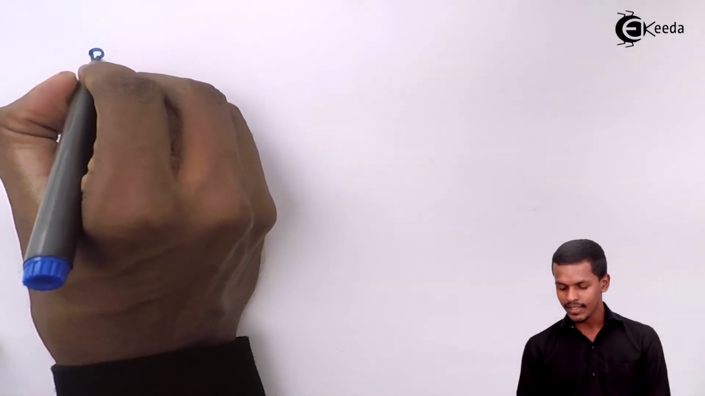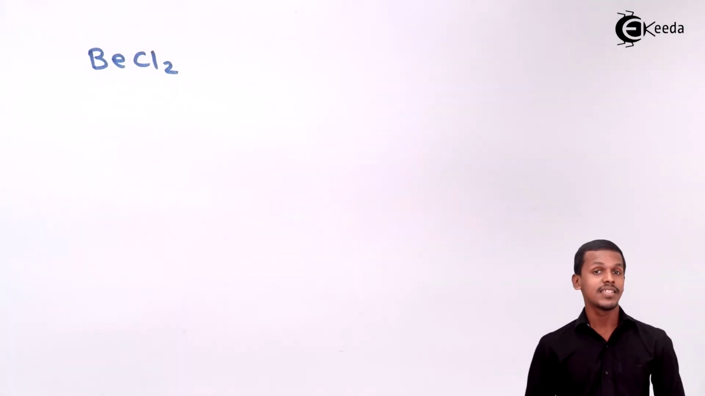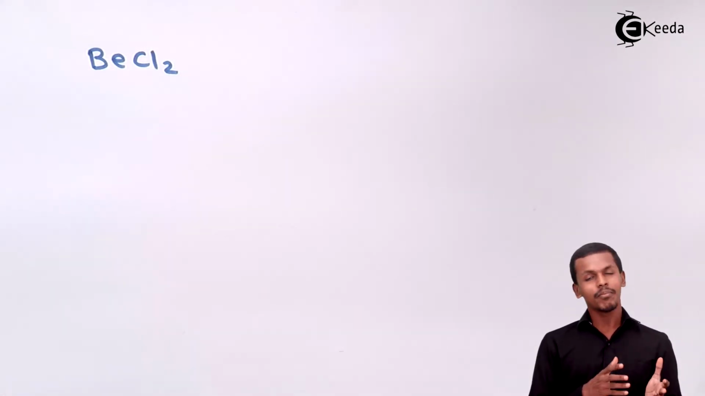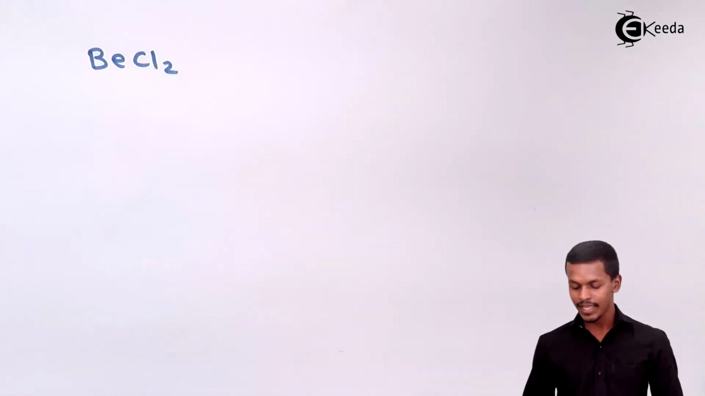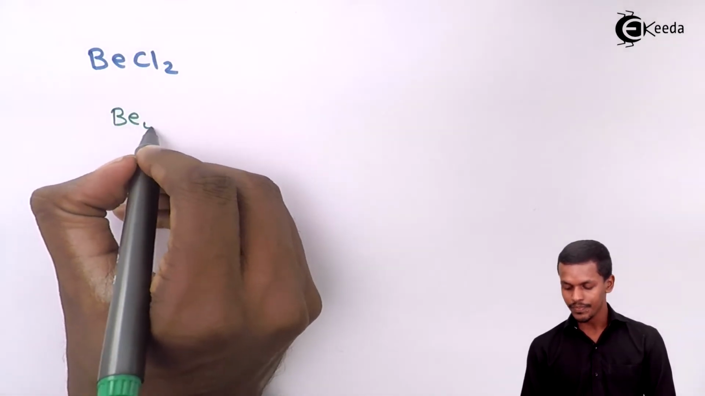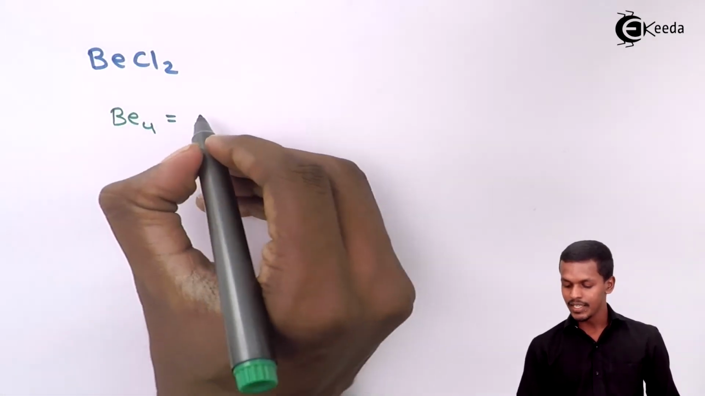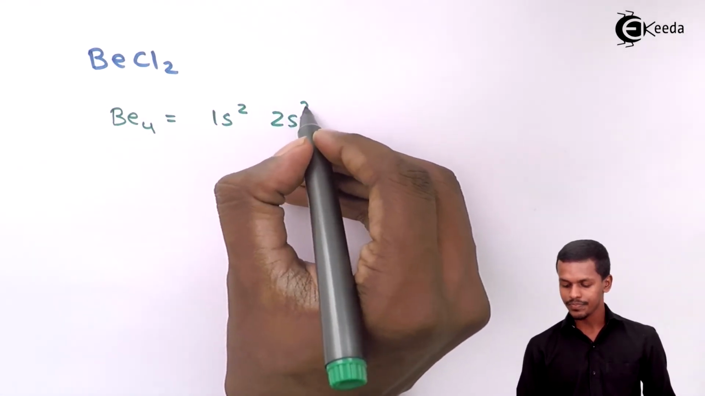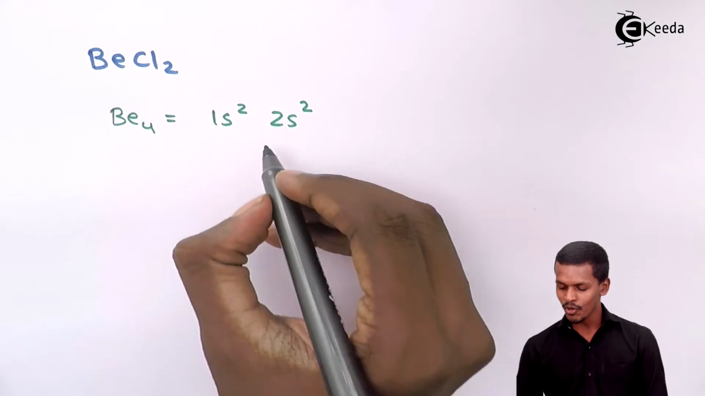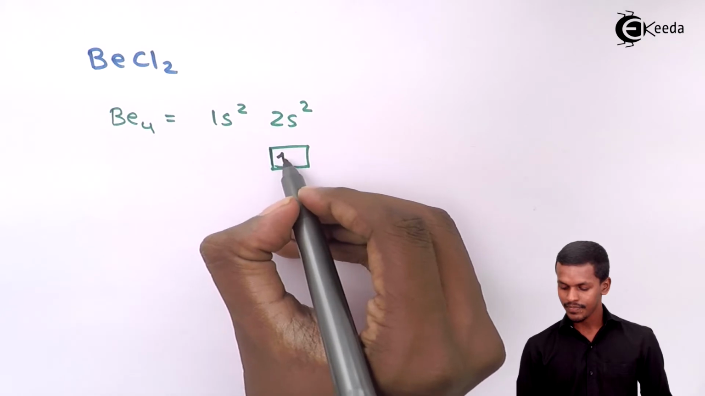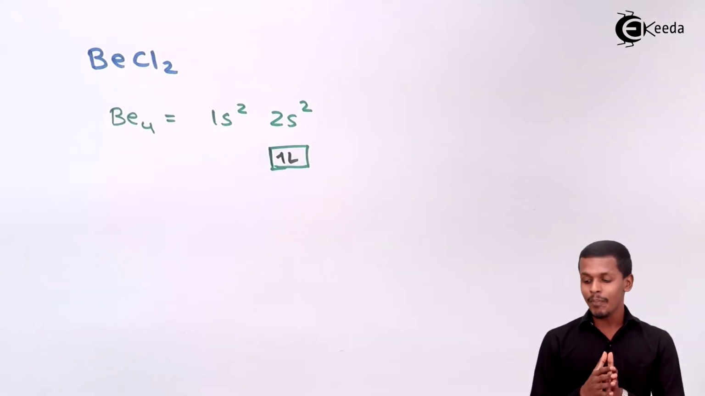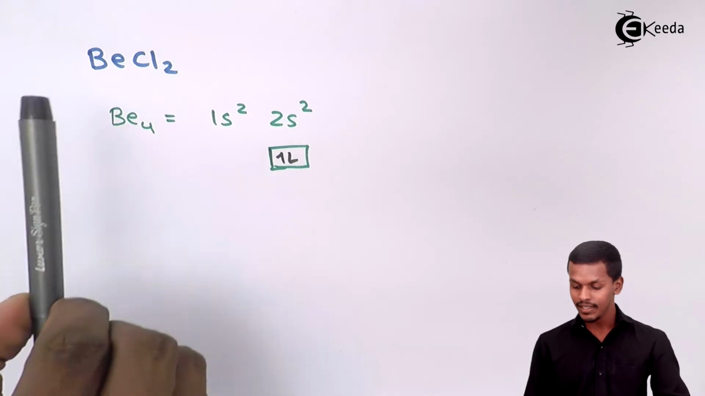But the failure comes here. If I'm talking about a molecule like BeCl2, beryllium is the central atom, and the electronic configuration of beryllium, Be with atomic number 4, can be written as 1s2, 2s2. Talking about the atomic orbitals, here there are 2 electrons in 2s, and both are paired. So even though they are paired, how can it form BeCl2 according to VBT?